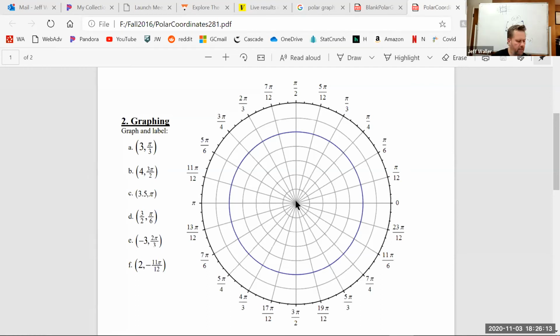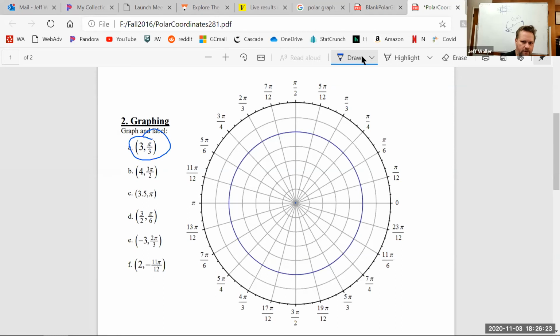Last thing, if I wanted to graph the point 3, pi over 3, just like on the XY plane, we start at the origin. So what does this tell me to do? Turn to pi over 3, so face pi over 3, and then walk 1, 2, 3 out. So the point is right there. What do you guys think about that? I mean, that's pretty basic. You know it's going to get much more interesting.